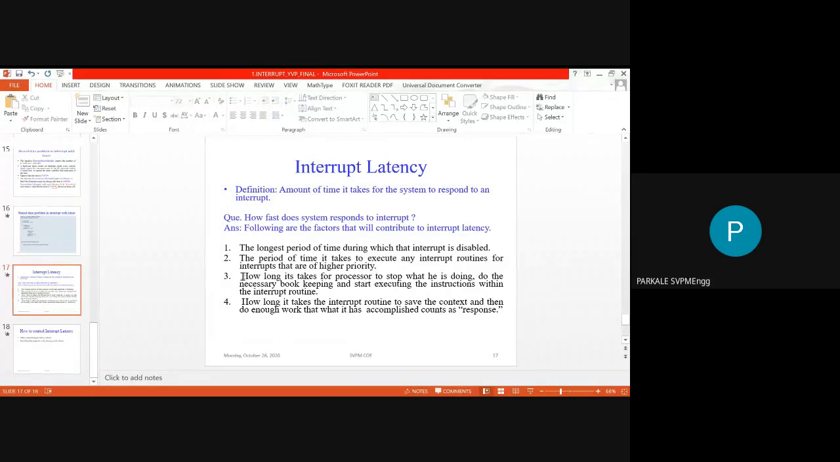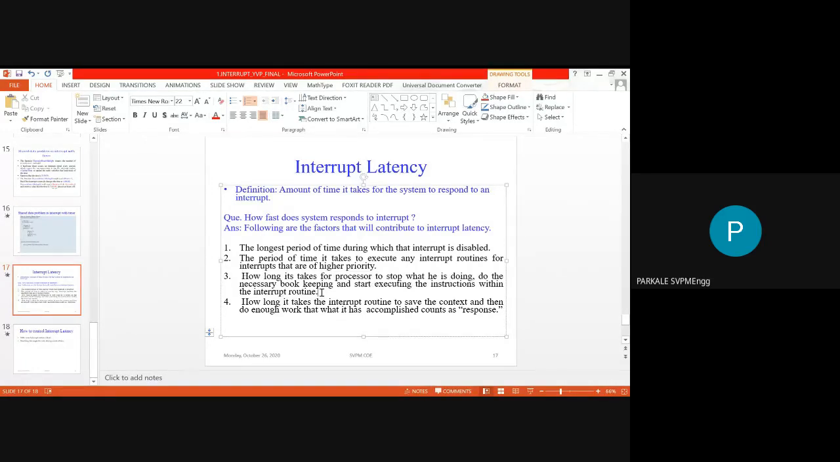Now the third parameter that contributes to the interrupt latency is how long it takes for the processor to stop what it is doing. Whenever the interrupt comes, your processor is busy executing something. So how long does it take for the processor to stop what it is doing, do the necessary bookkeeping, and start executing the instructions within the interrupt routine?